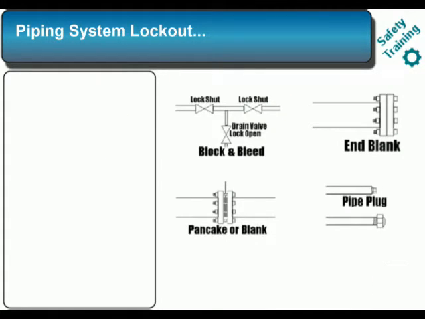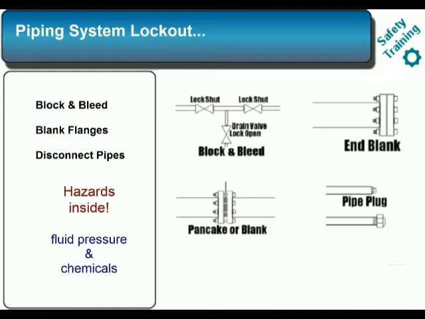Pipes can be locked out by several means. Block and bleed means you shut isolation valves upstream and downstream and bleed off any fluids in the work area or between two valves to prevent valve leak by. You can also block the flow in a pipe by installing blank flanges. Pipes may also be disconnected as part of the lockout procedure.